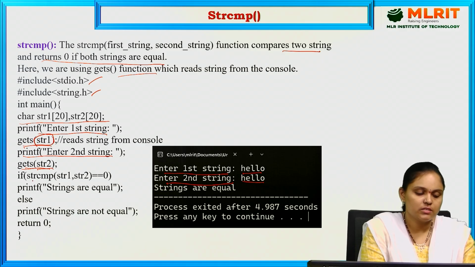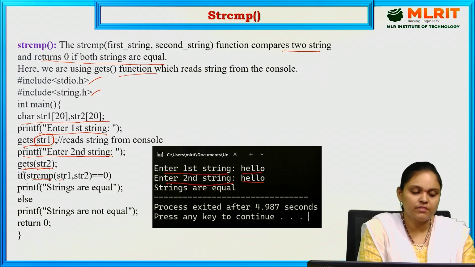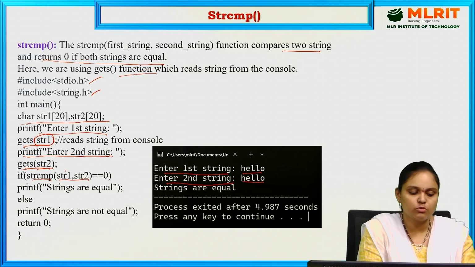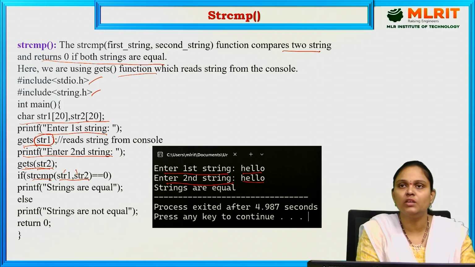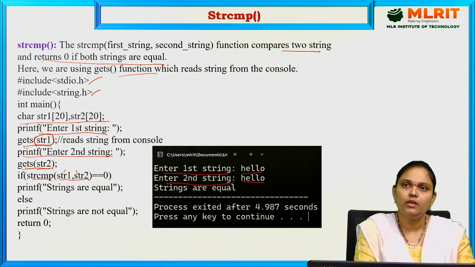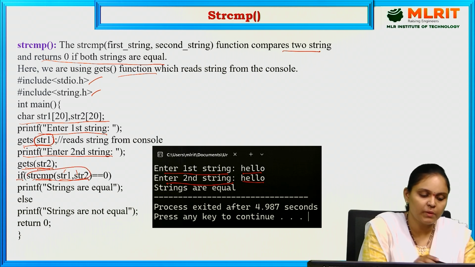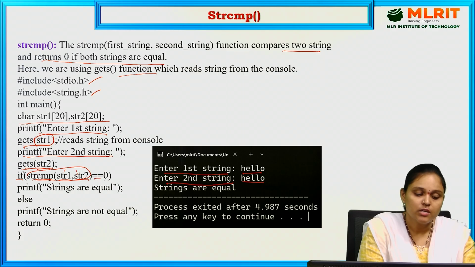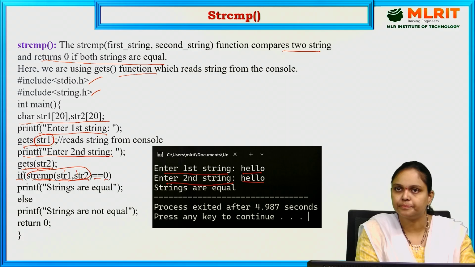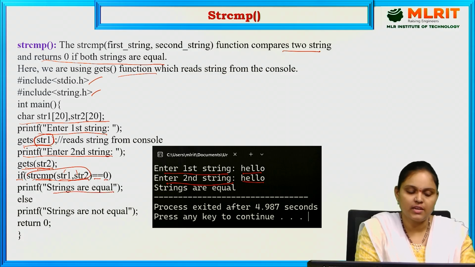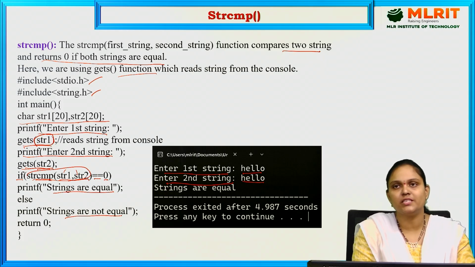And the next, strcmp. To strcmp we are passing two parameters, string 1 and string 2. If these two strings are equal, then the strcmp function will return 0, or else it will return a positive value or a negative value. That is the reason why we have kept this function inside an if condition, and we are checking whether the value we get on comparing the two strings is 0 or not. If we get 0, then we print the strings are equal. Else we print the strings are not equal.